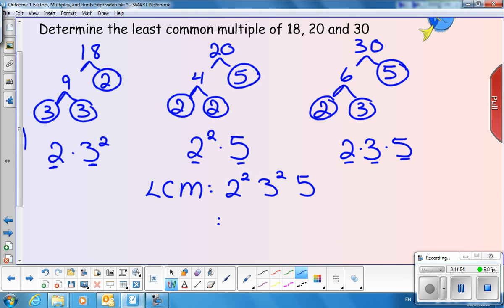Multiplying that out, we end up with 4 times 9 times 5, or 180 being the lowest common multiple.